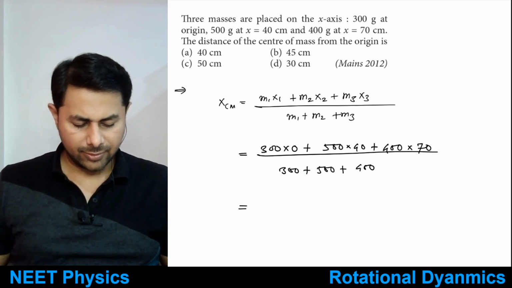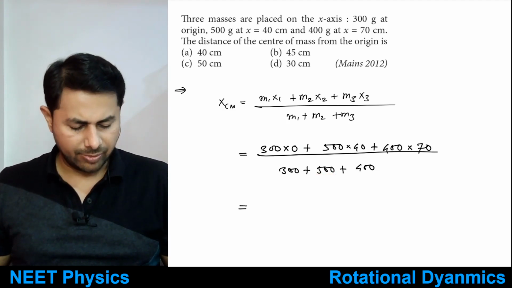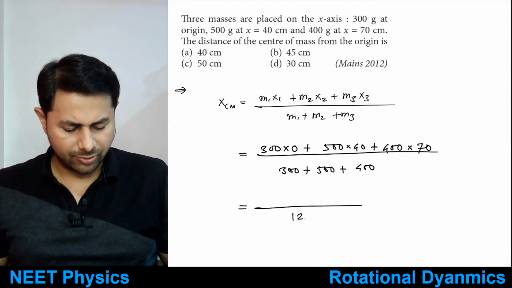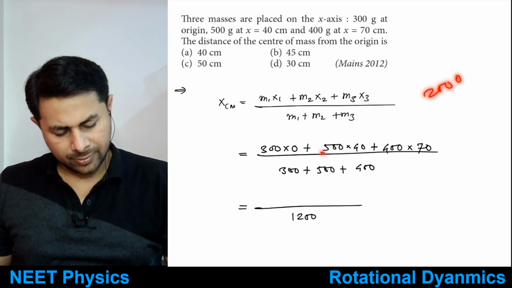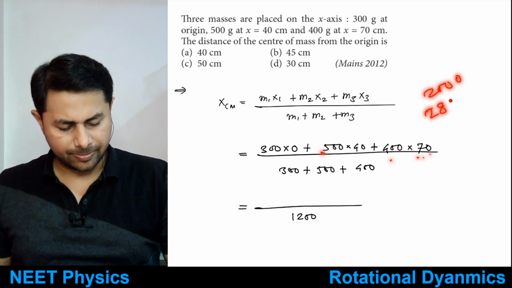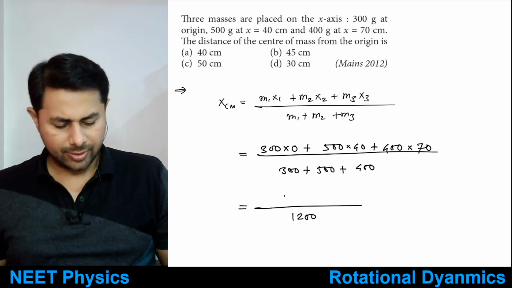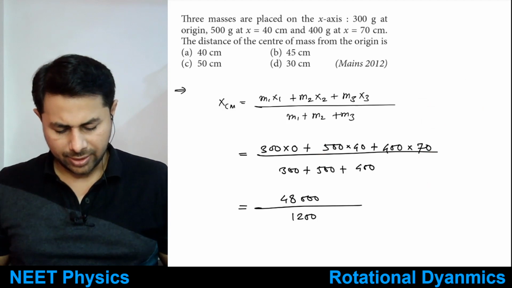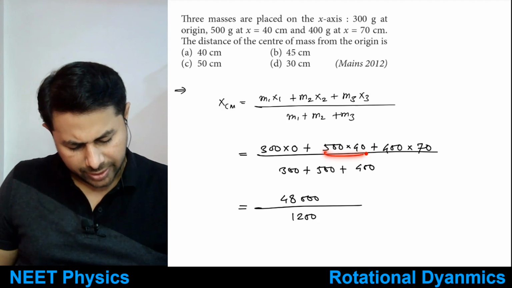Okay, so how much is that? This is 800, 800 plus 400 is 1200. So in the denominator you have 1200, and this is 500 times 40, which is 20,000, right? 20,000, and this thing is 28,000. Okay, so that is 48,000. So 48,000 divided by 1200. Okay, so that is 4. Or did I miss a point somewhere?